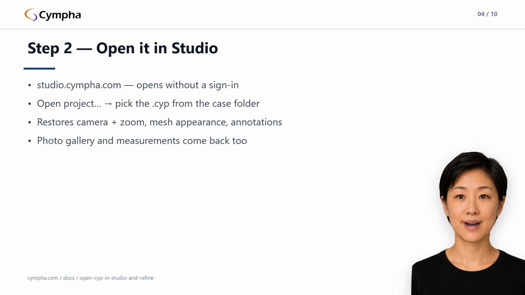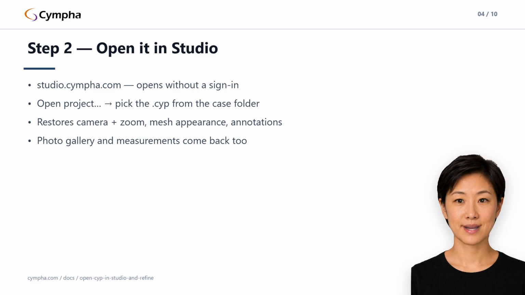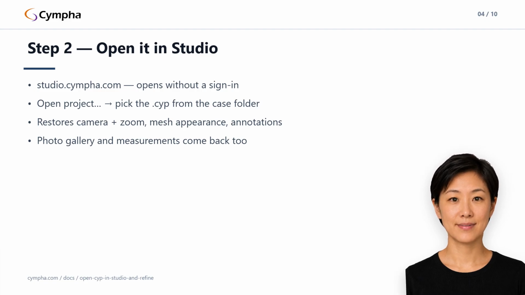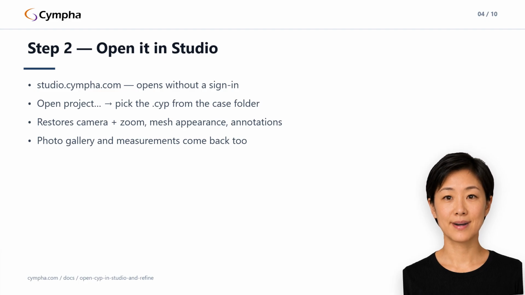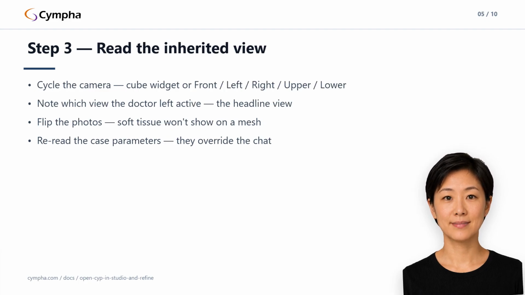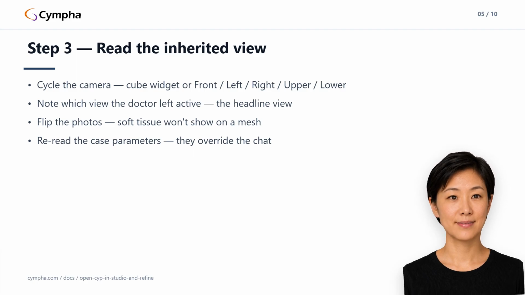Spend 30 to 60 seconds reading before you act. Cycle the camera with the cube widget in the top right, or the preset buttons, front, left, right, upper, lower, and note which view the doctor left set as the active camera. That's what they considered the headline view of this case. Click through the photos in the gallery pane and compare the patient's actual mouth to the rendered scan. You're looking for soft tissue context, lip line, gingival recession, the things that never show up on a mesh.